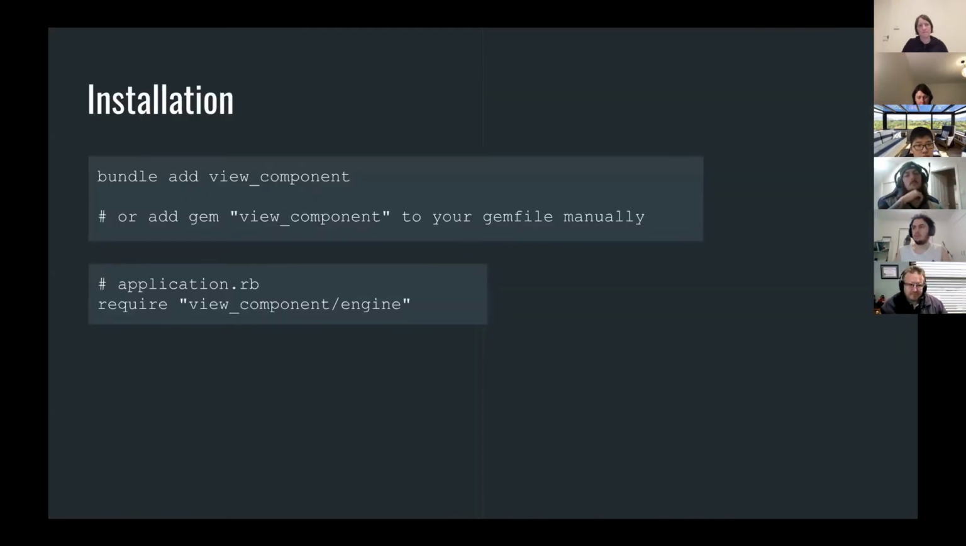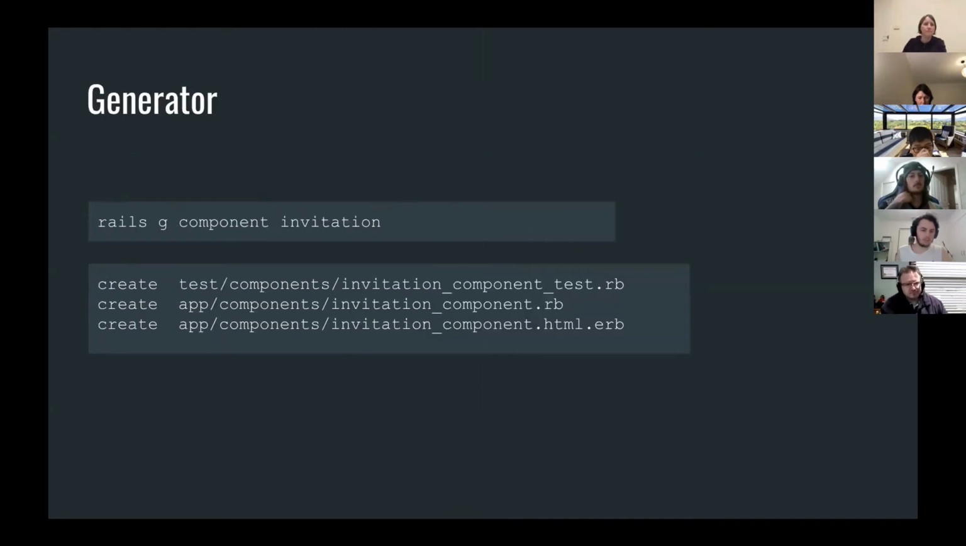So let's dive right in. To install the gem, just bundle add view_component, or add gem view_component to your Gemfile. And in your application, you have to require the view_component engine. All of these instructions are also in the README for the gem. And as this is meant to work very, very close to Rails, it has a generator. So you can use rails g or rails generate component Invitation. And it's going to create 3 files: an invitation component test, an invitation component Ruby file, and a template.